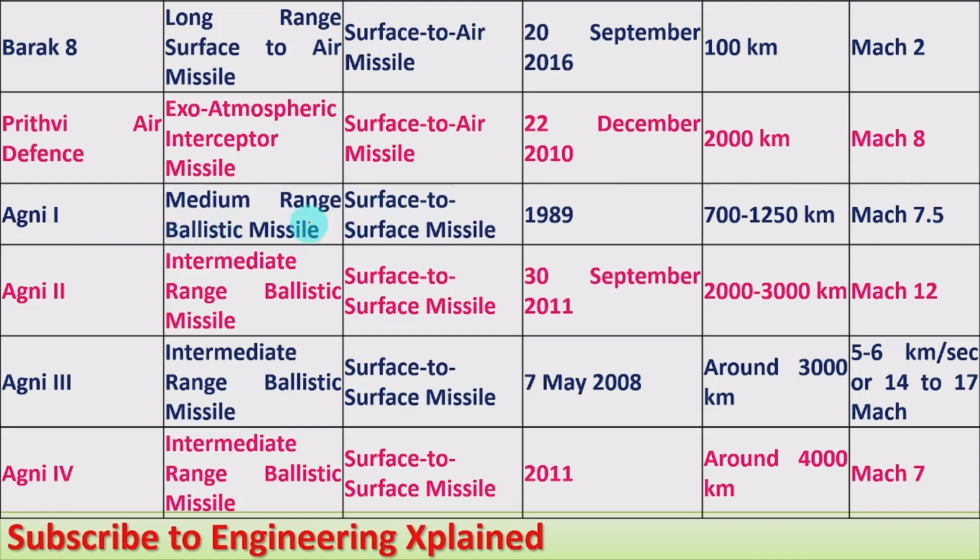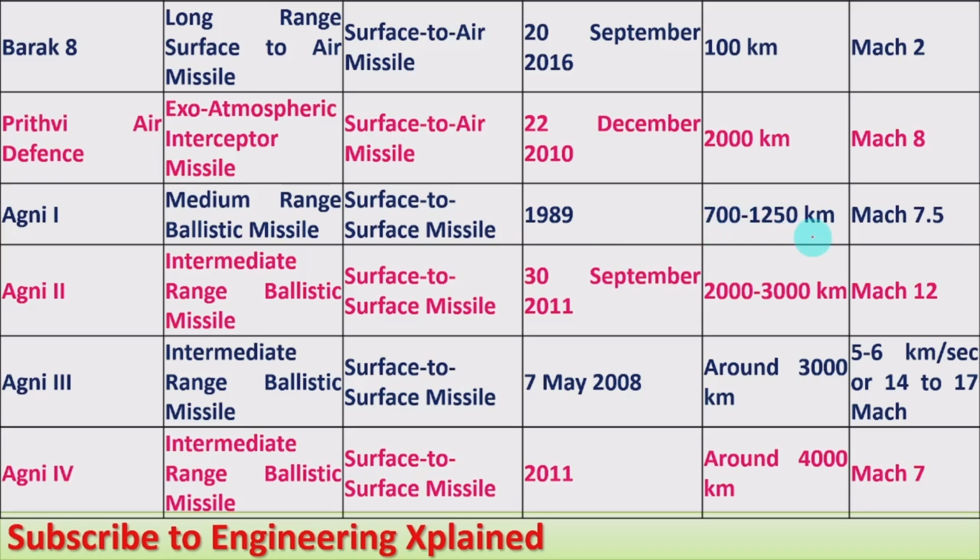The Agni 1, the medium range ballistic missile. Surface to surface missile, these are ballistic missiles. It is launched in the very early period of the defense, that is in the year 1989. The range is 700 to 1250 km.